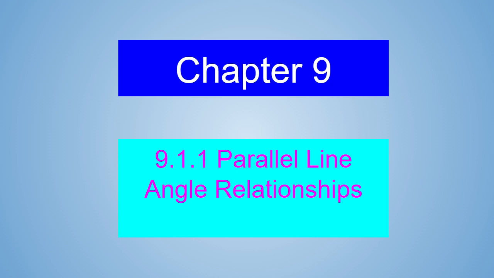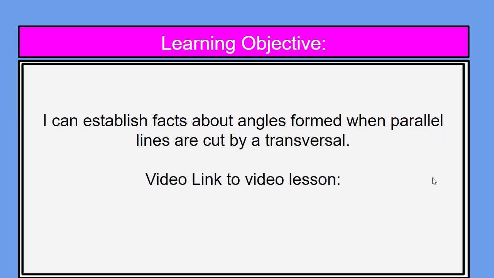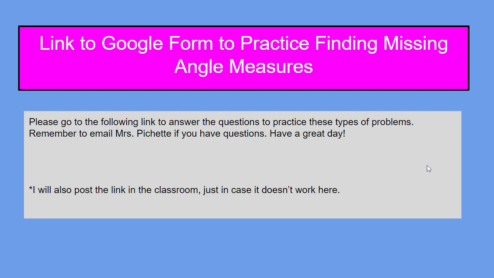Today we're talking about parallel lines and angle relationships between them. So really going back to reviewing chapter 8 of CC2 and building on that. So we're going to be able to establish facts about angles formed when parallel lines are cut by a transversal. The form that I have will go here.